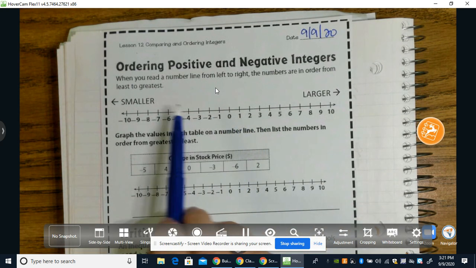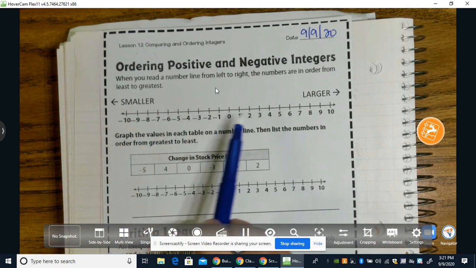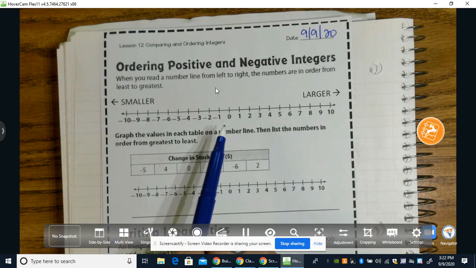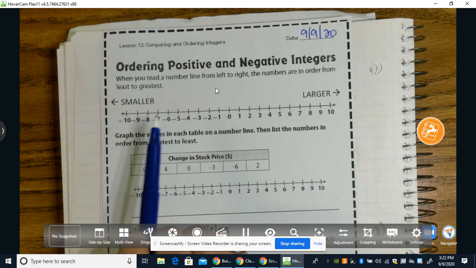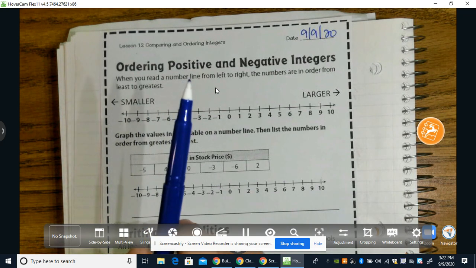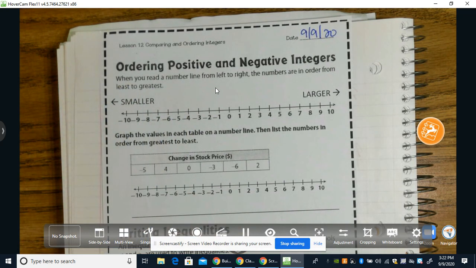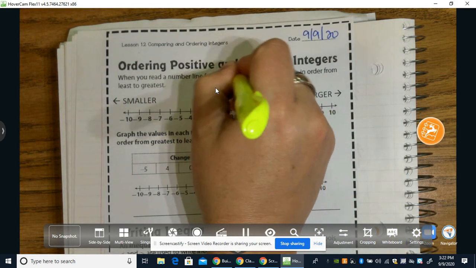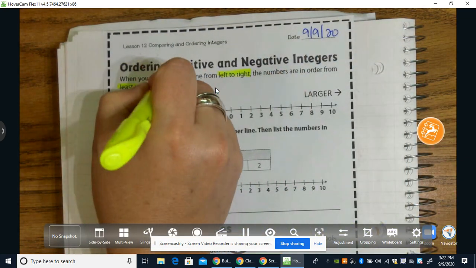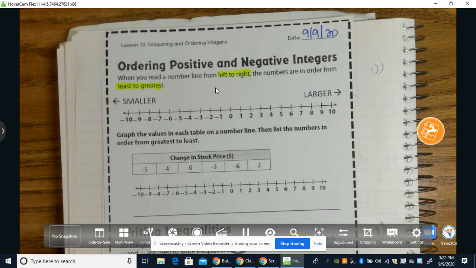You will notice that this integer number line has all positive whole numbers, negative whole numbers, and zero. There's not a fraction or a decimal on here. So we know that this is an integer number line. So when you read a number line from left to right, the numbers are in order from least to greatest. I'm going to give you a little clue to help you remember which direction you're going to go.